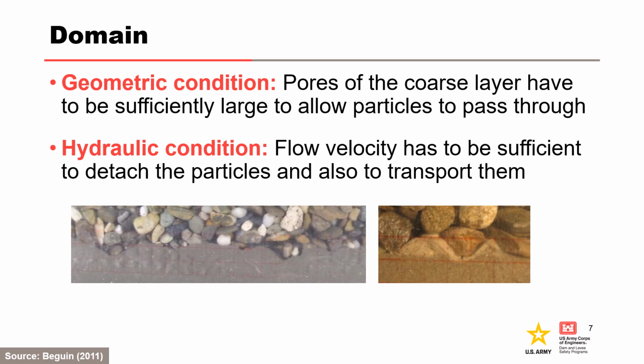The domain for soil contact erosion is defined by a geometric condition in which pores of the coarse layer have to be sufficiently large to allow particles to pass through, and a hydraulic condition in which the flow velocity has to be sufficient to detach the particles and also to transport them. Continuous erosion modifies the interface geometry and gradation.